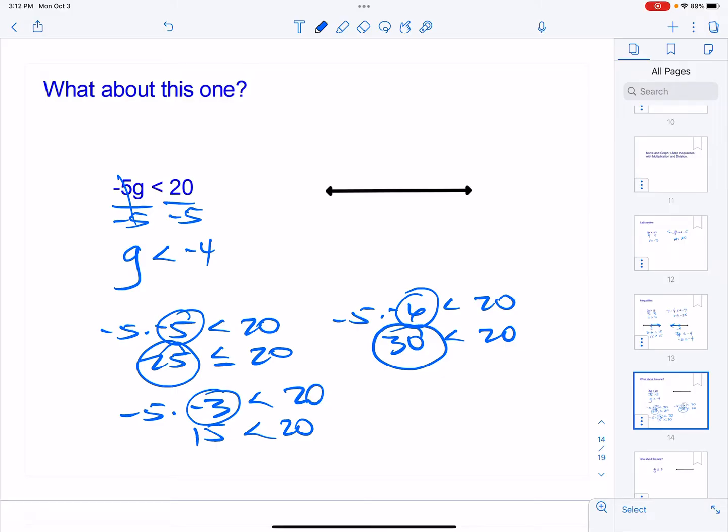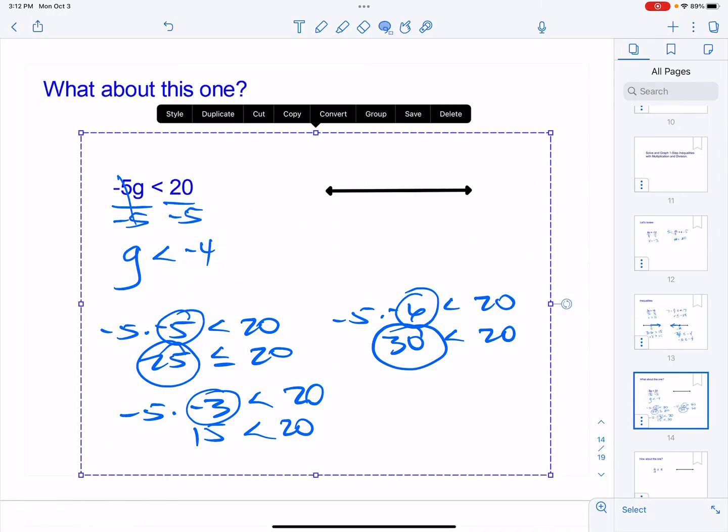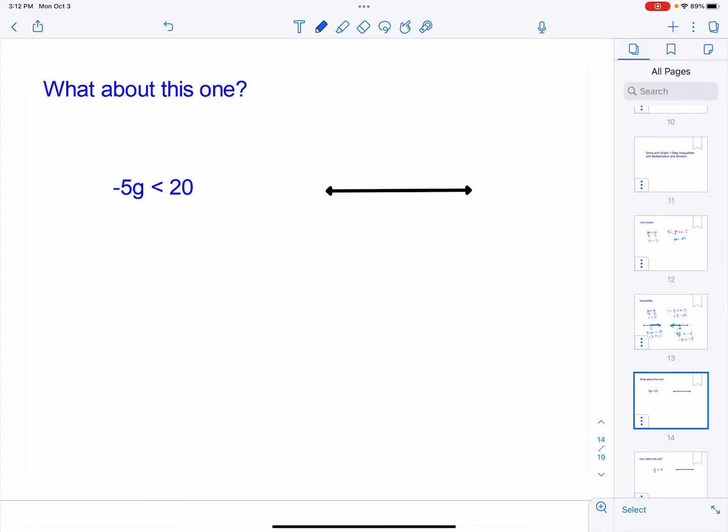Well, here's what's going on, and this is what you need to know, because there is something happening here. So let's talk about that. Get rid of all this, and let's find out what's happening. Well, the math is the same thing. We still are going to divide by negative 5 on both sides. But what I need you to understand is if I divide or multiply through with a negative number, my inequality is going to flip-flop to the other side. So instead of g is less than negative 4, g has got to be greater than negative 4.